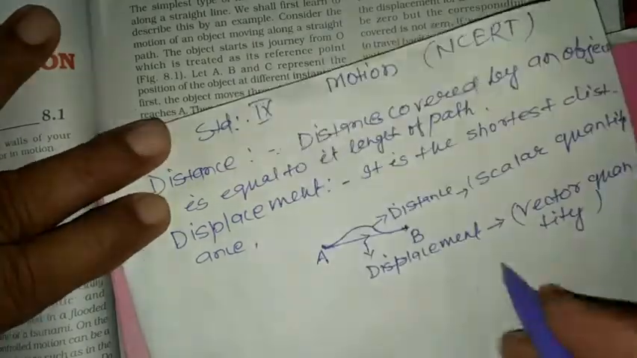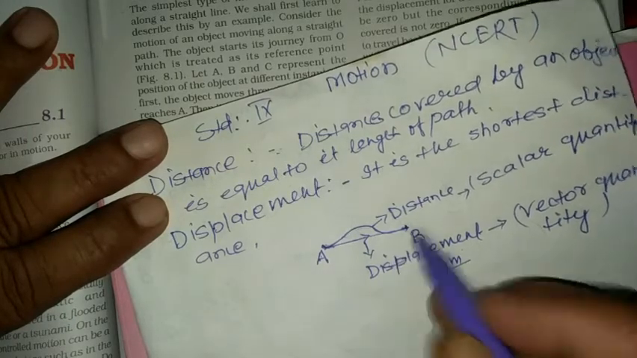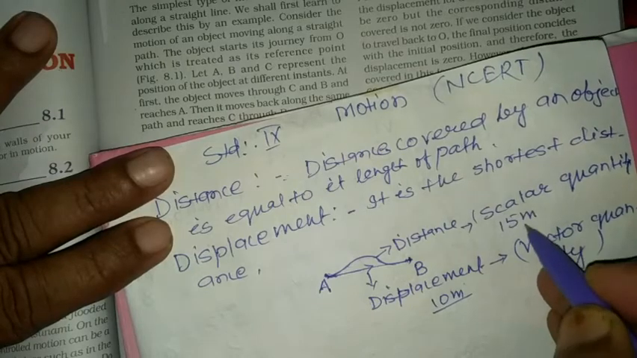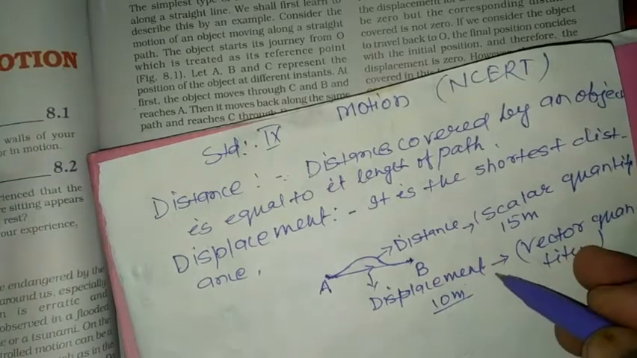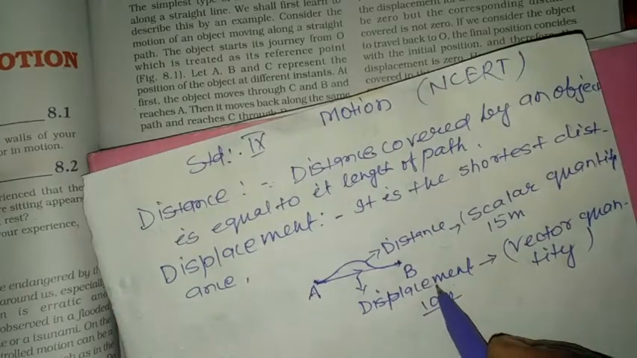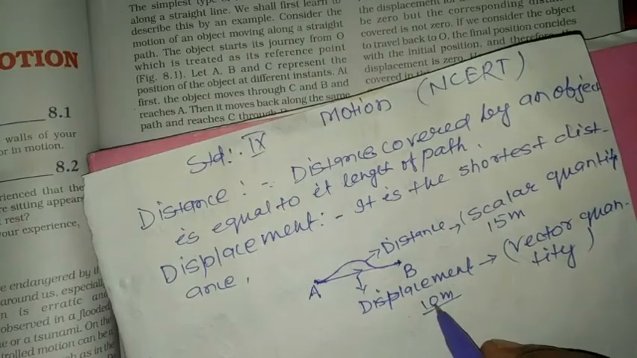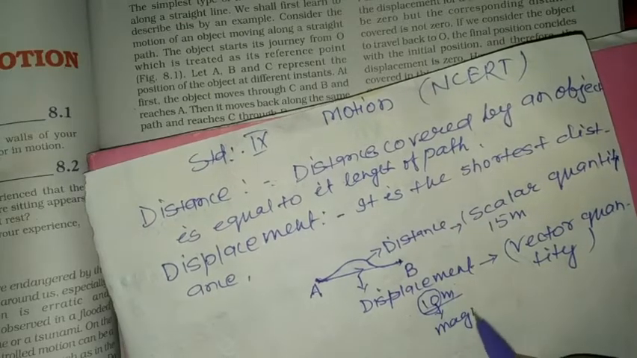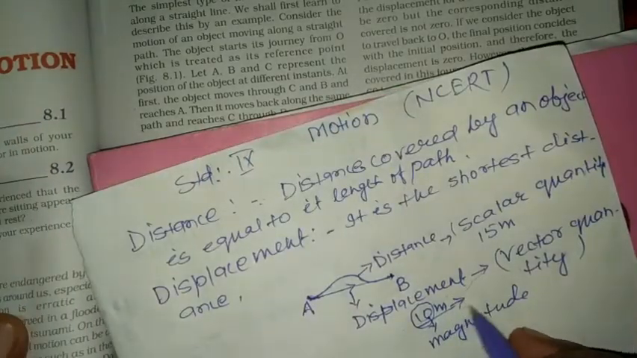How can we tell? Suppose we say that 10 meter is the displacement here. In such a case, we say that distance is 15 meter. In meter or centimeter, we measure the distance or displacement, so it will have the same unit. Here, if it is written that displacement equals 10 meter, this 10 indicates magnitude, and this meter indicates its unit.